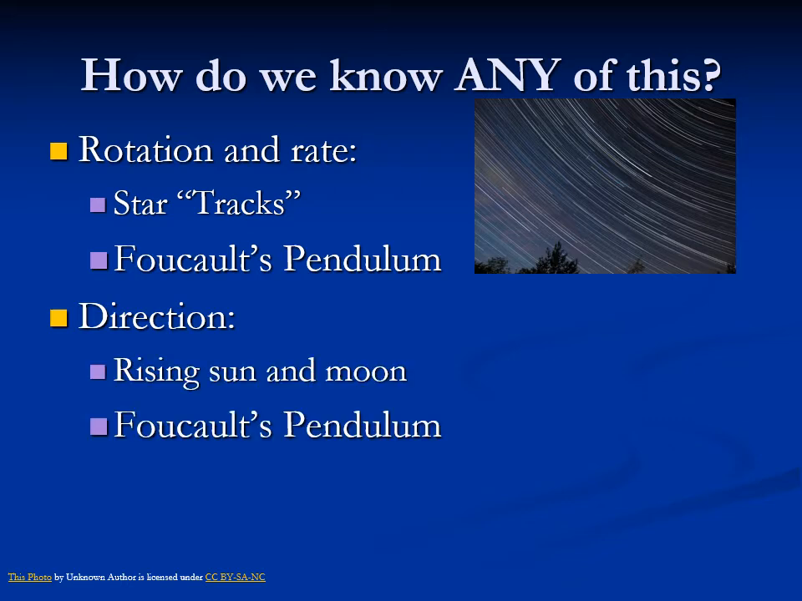Let's talk about the direction. How do we know the direction? Well, we know where the sun rises. It rises in the east, which means we are rotating from the west to the east. That's why West Virginia sees the sun first and California sees it 3 hours later, because we are moving from the west to the east.